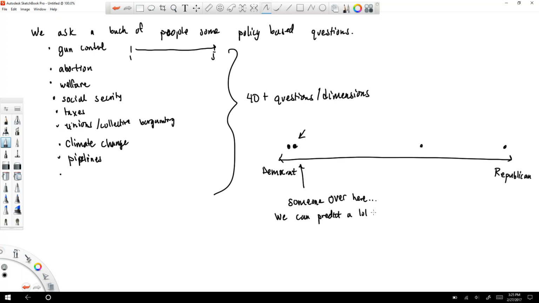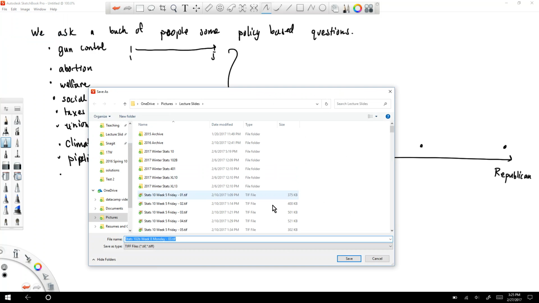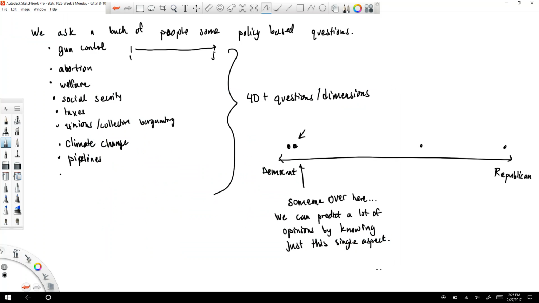Predict a lot of opinions by knowing just this single aspect. And so this would be an extreme case: we could do principal component analysis and get it projected down onto a single dimension, such as this.